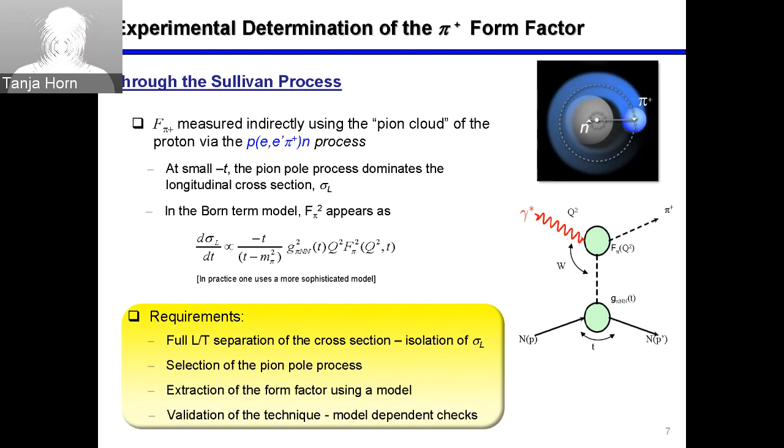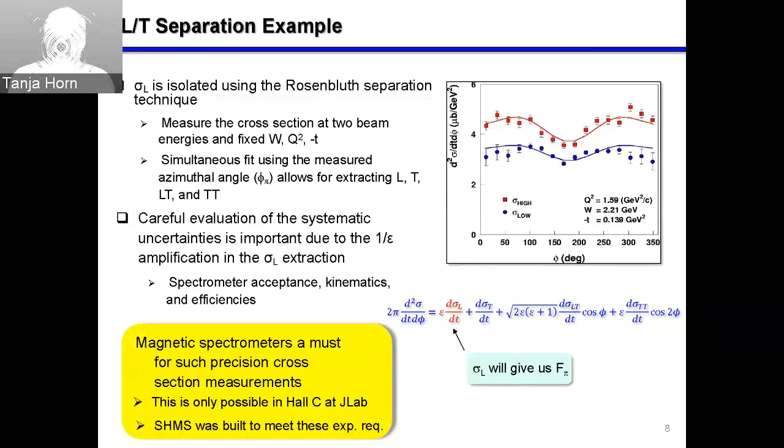Just a brief example, a review of L/T separation, how this works. So you take data, as shown in this plot on the right. This is the cross-section as a function of the azimuthal angle. You measure it at two different beam energies, and all of this is done at fixed Q squared, W, and t. And then the Rosenbluth separation essentially says that you simultaneously fit these data as a function of the angle, and then extract the various terms, which are essentially the cross-section, according to this formula down here. So we get a longitudinal term, a transverse term, two interference terms. And then the one that we want, of course, for F pi is this first one in red, sigma L, the longitudinal cross-section that gives us the pion form factor.